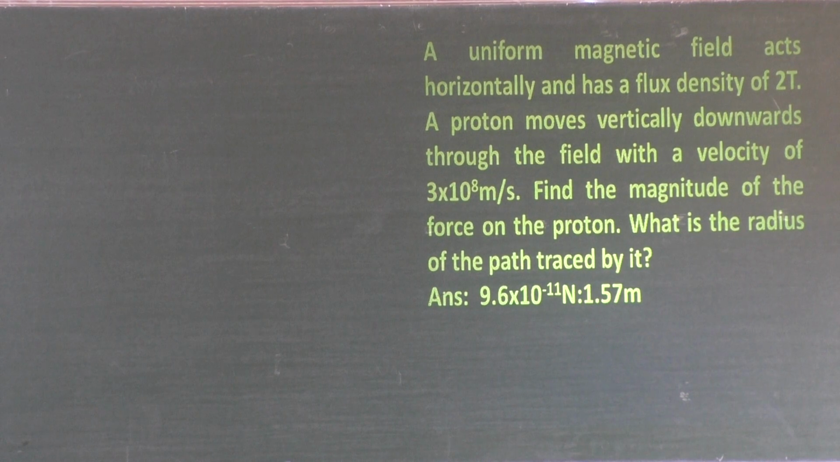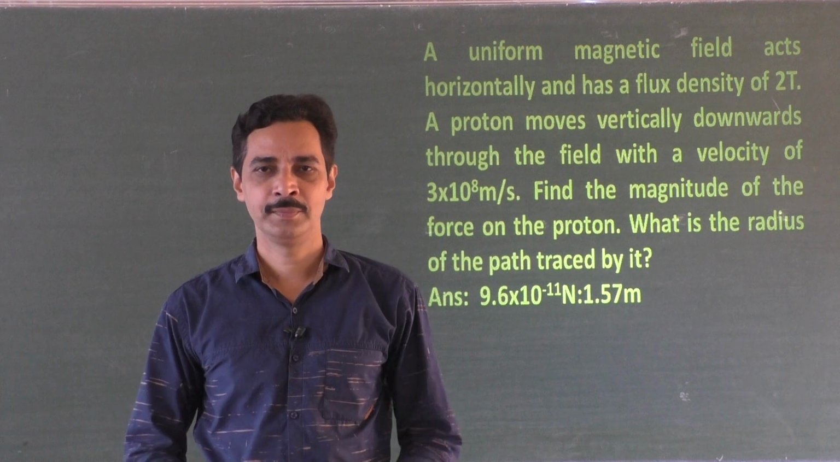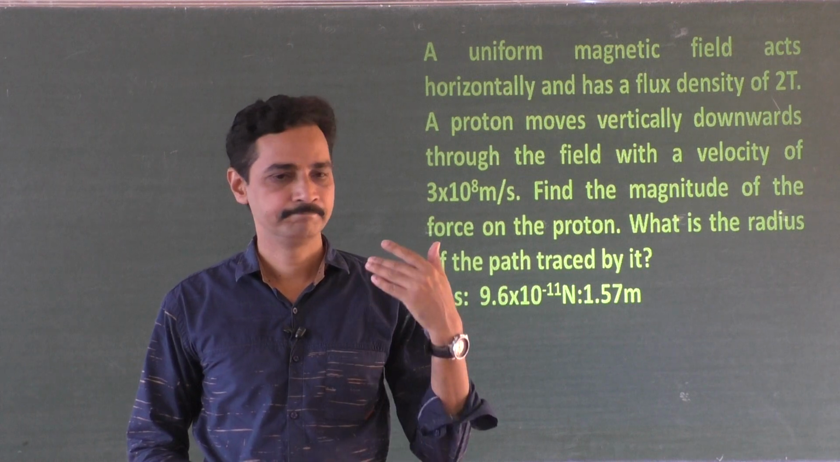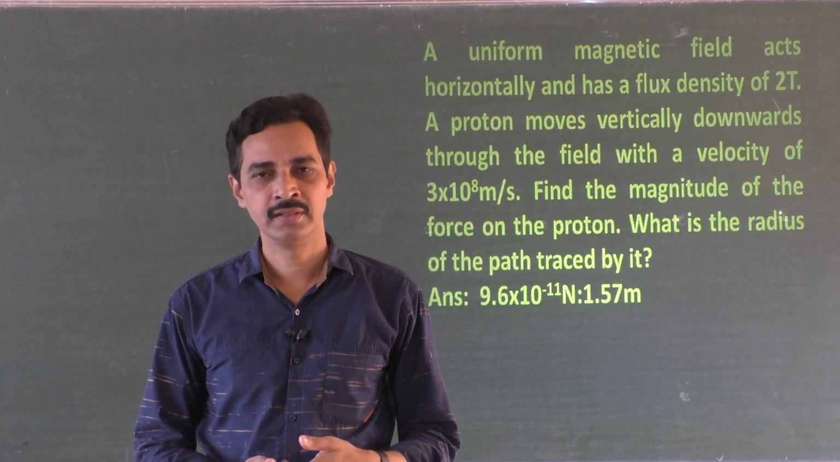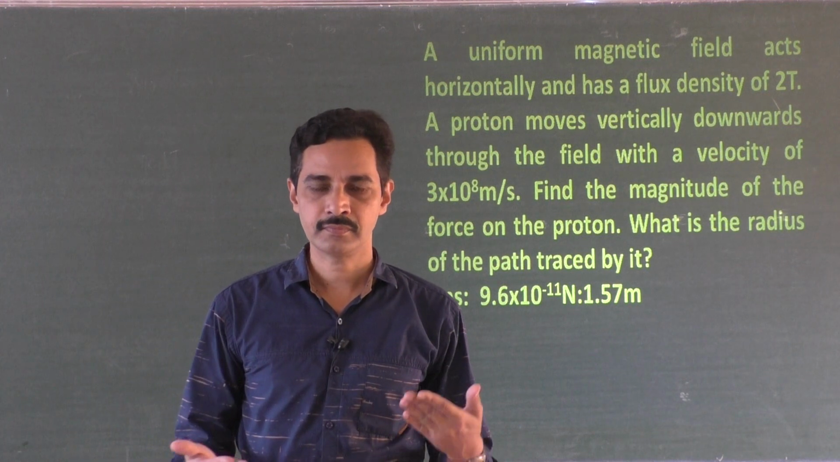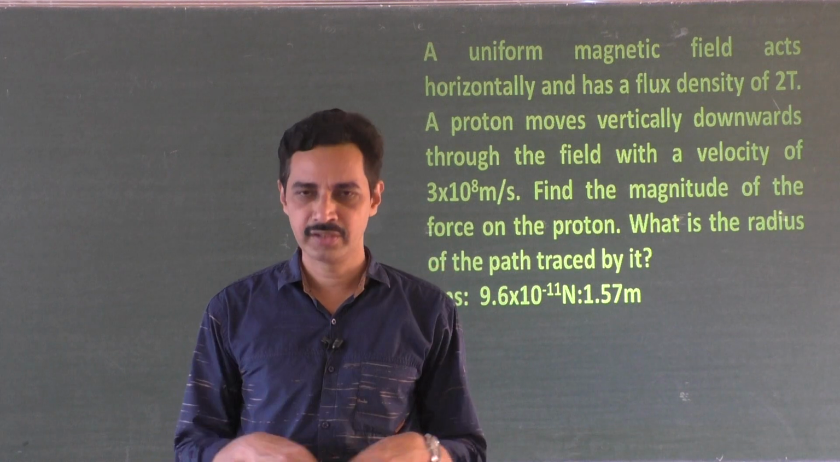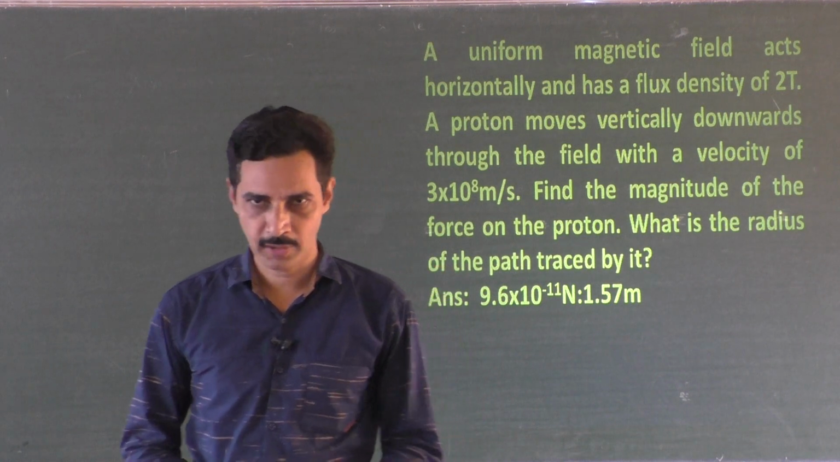We were in moving charges and magnetism, correct? And we have finished that chapter: conversion of a galvanometer into a voltmeter and ammeter, force on a charge moving in a magnetic field, things like Ampere's circuital law, torque on a coil, everything. So we will move on to the problems.